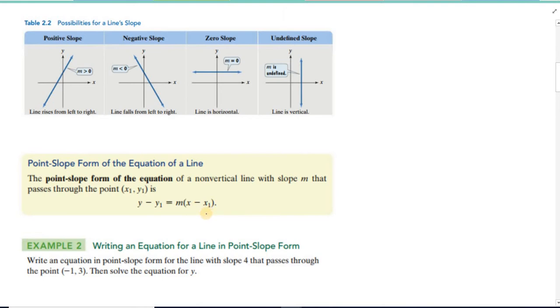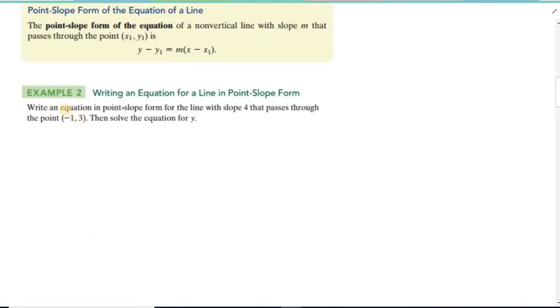Let's take a look at example 2. I want you to write the equation in point slope form for the line with slope 4, that means your m equals 4, that passes through this point. I'm going to label this x1, y1. So here is my corresponding x1, y1. All you have to do is write down the formula: y minus y1 equals m times x minus x1. Assume you don't remember this, so I'm going to copy it down. All I'm doing is a substitution.